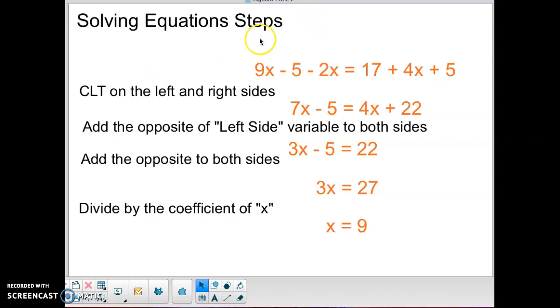So if we're stuck with that, we've got to combine 9x and negative 2x. Well, 9x and negative 2x makes 7x. And then on the right side, we've got 17 and 5, which adds up to 22. So you can see this turns into this. When we subtract the 4x from both sides, this turns into that, and then we just solve as we normally do.